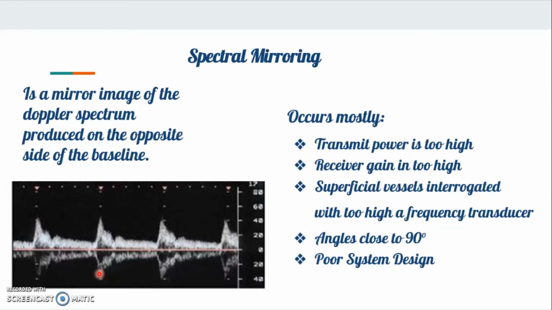It also occurs with superficial vessels interrogated with too high a frequency transducer, and if angles are close to 90 degrees. We change that by angling away from 90 degrees. It can also occur if we have a poor system design.